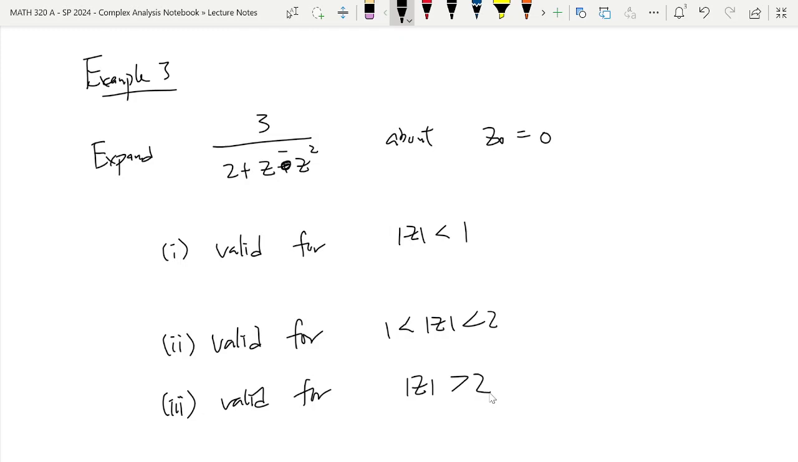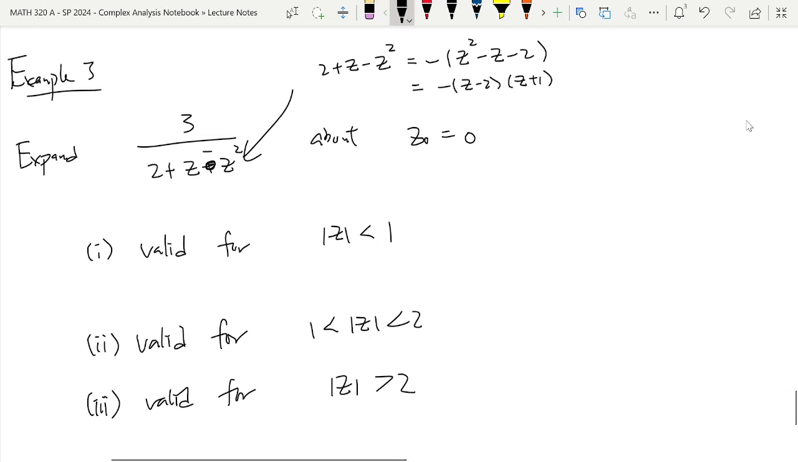Well, before we do that, let's do a very quick sketch. Look at this: 2 plus z minus z squared. What is that? Let me write it in a more helpful form: z squared minus z minus 2. Does it ring a bell? Can you factorize that? Right? z minus 2, z plus 1. So factorize it: z minus 2, z plus 1.